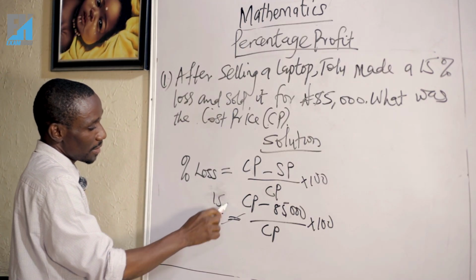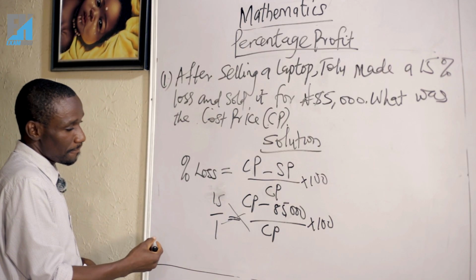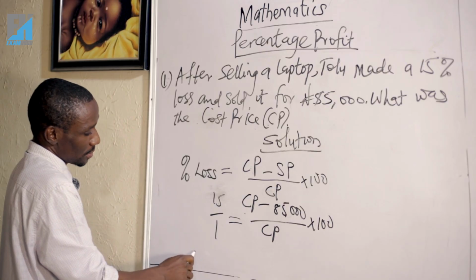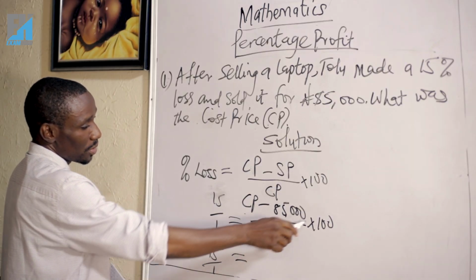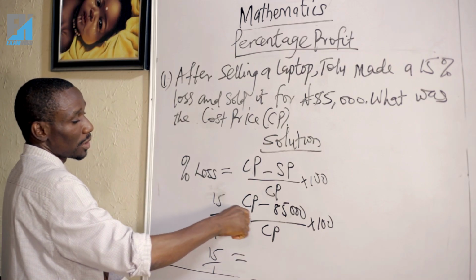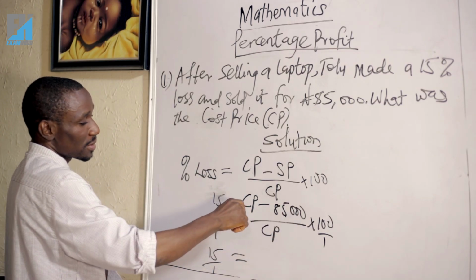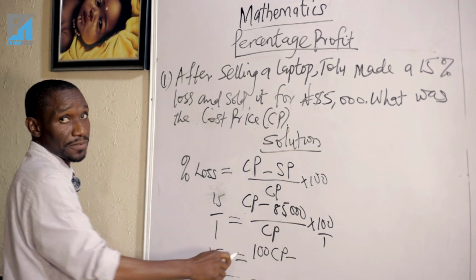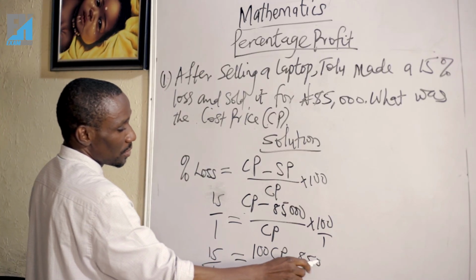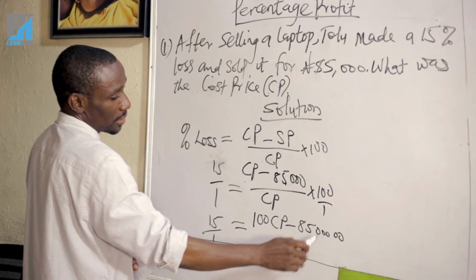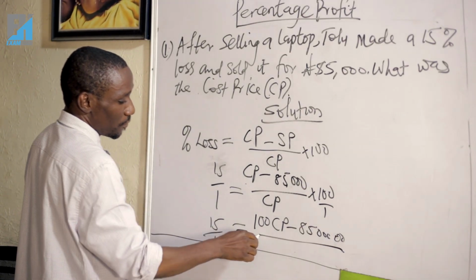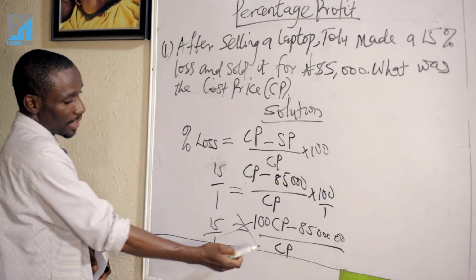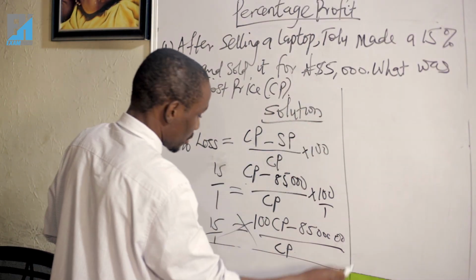So we're going to cross multiply. Before crossing multiply, let's simplify this one. 15 over 1 is equal to 100 times the cost price, which gives 100 CP, minus 100 times 85,000, which gives 8,500,000, all over CP, which is the cost price. From here, we cross multiply.